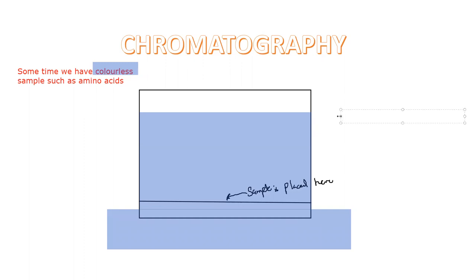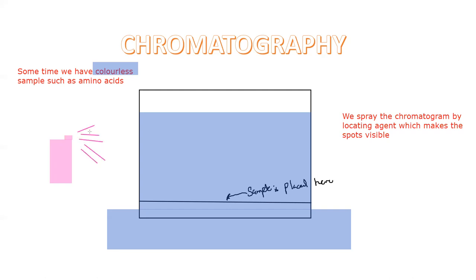For colorless samples, what we do is spray the chromatogram with a locating agent, which makes the spots visible. When we spray this chromatogram with a locating agent, it's a chemical. Different types of chemicals can be used as locating agents. You don't have to learn which chemicals are used. Just remember the term: for insoluble, colorless substances, we spray the chromatogram with a locating agent.